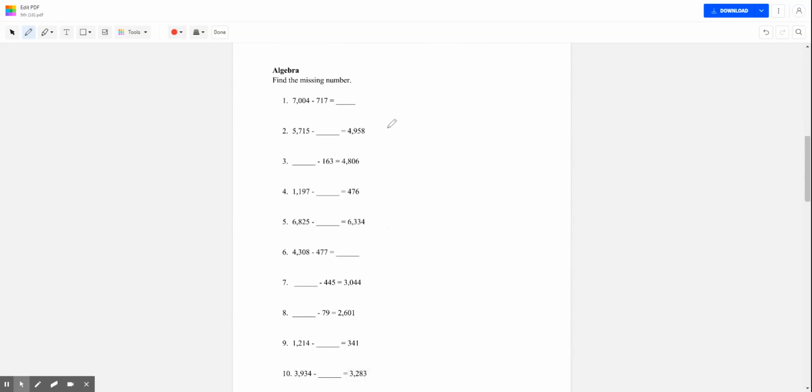Algebra. Find the missing number. Number 1 is just a simple subtraction, and when we do it, you get 6,287. Number 2. We have to find the blank, and that blank is the difference of 5,715 and 4,958. So we're going to subtract 4,958 from 5,715.